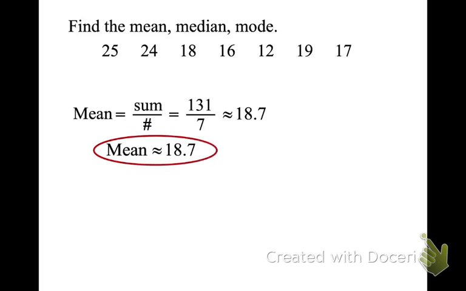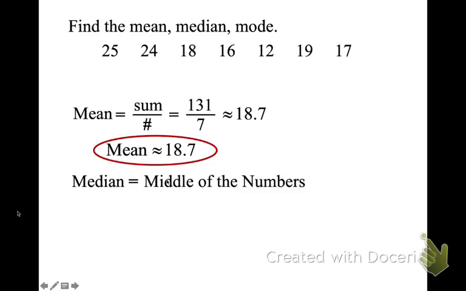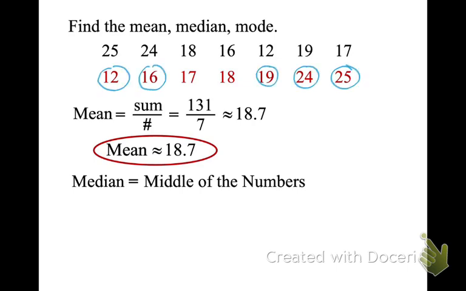Now, our median is our middle number. Before we can do that, we have to arrange these from least to greatest. So my minimum is 12, and my maximum is 25. Now, we're going to go into the middle. We're going to look for the middle number. Okay? 2, 2, 3, 3. So my middle number is 18. So my median is 18. Okay?